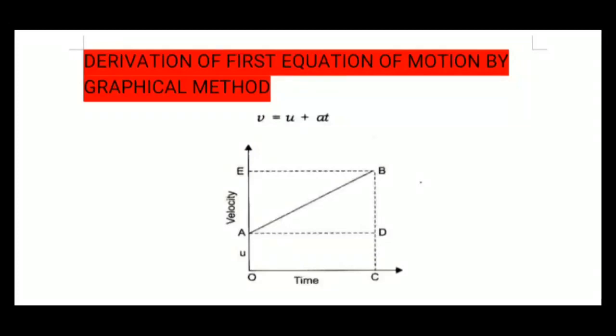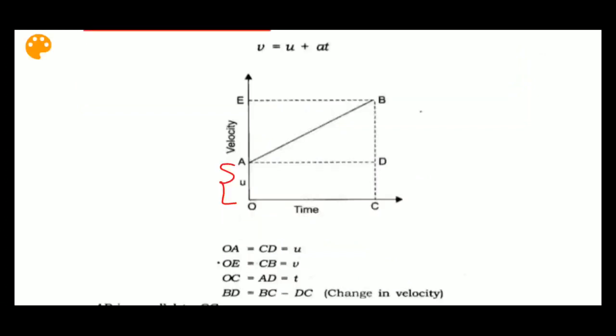Now let's learn to derive the first equation of motion by graphical method. For this, consider a velocity-time graph for a body that is shown in the figure. Let the body have an initial velocity u at point A, and then its velocity changes at a uniform rate from A to B in time t. In other words, there is a uniform acceleration a from A to B, and after time t, its final velocity becomes v, which is equal to BC.